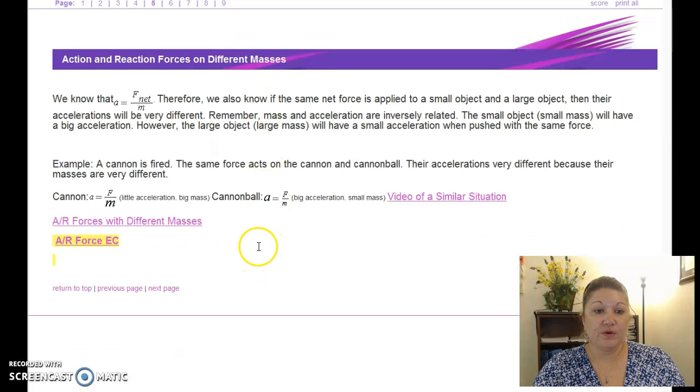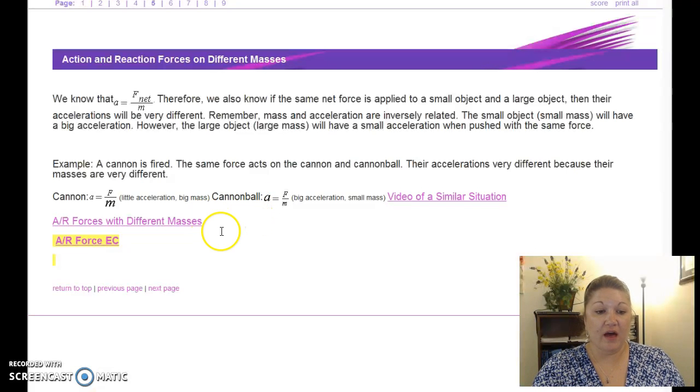Now we know from previous chapters that acceleration equals the net force divided by the mass. Therefore we know if the same net force is applied to a small object and to a large object, then their acceleration will be very different, because we know that acceleration is inversely proportional to the mass. So remember, we can use that to help us with the third law.